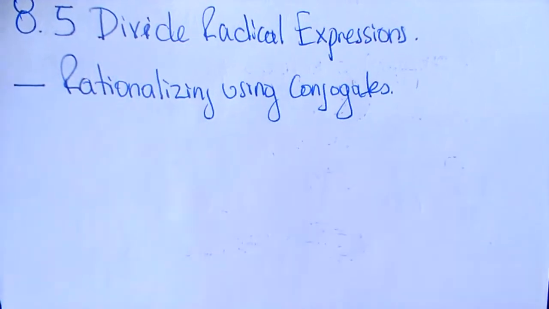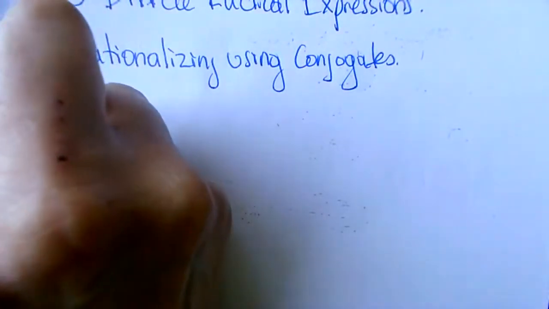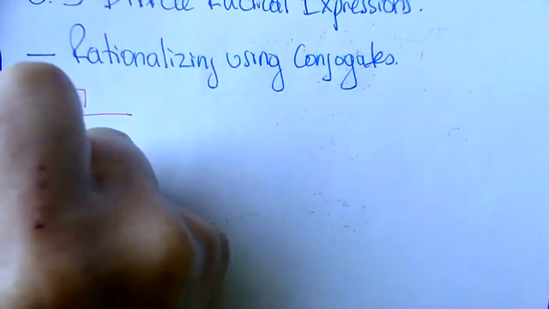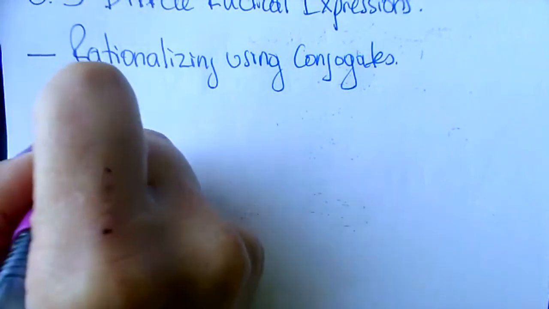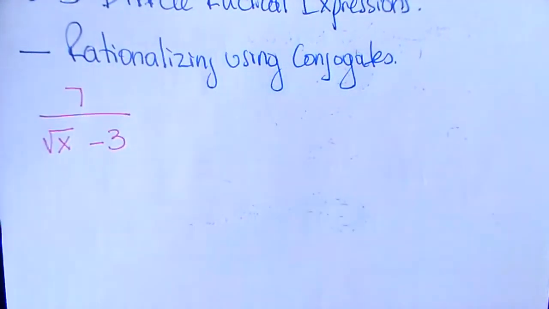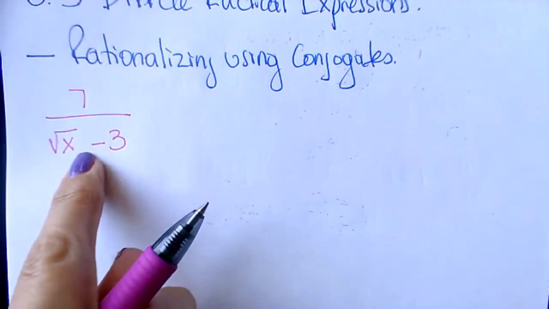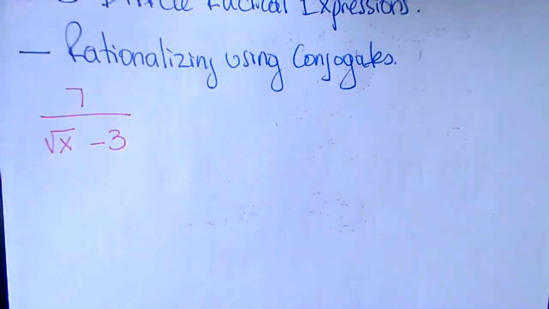Let me give you the first example. We have 7 over the square root of x minus 3. Now, what's the conjugate of the denominator? Remember, we're going to rationalize the denominators of our rational expressions. That's what we're going to be doing.